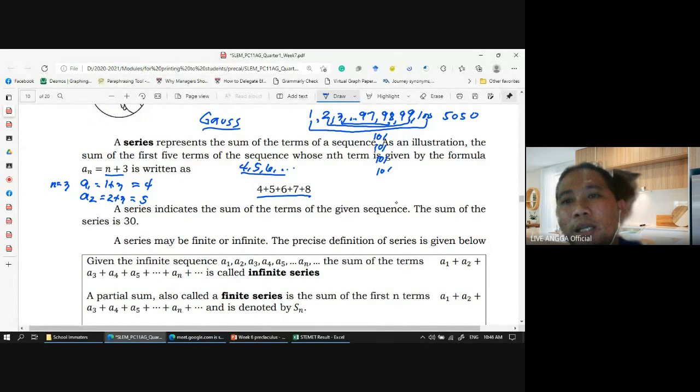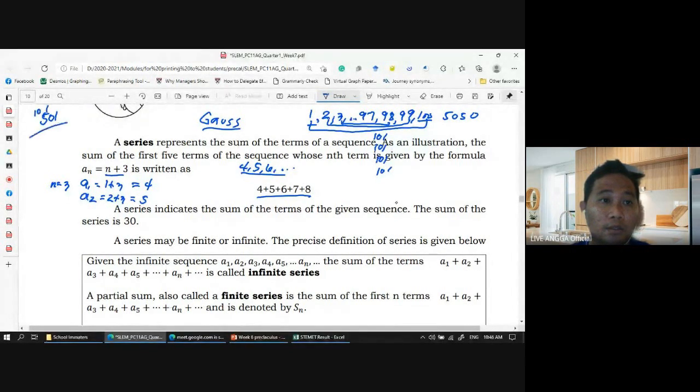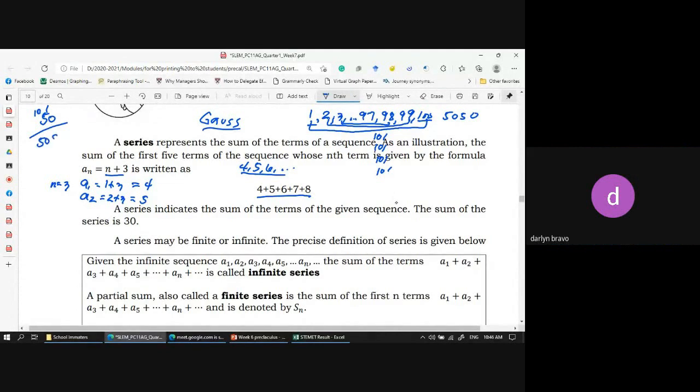And then he counted how many partners there are in 1 to 100. There are 50 partners. So 50 times 101 is equal to 5,050. Did you see his sense? Did what he did make sense? Yes, sir.